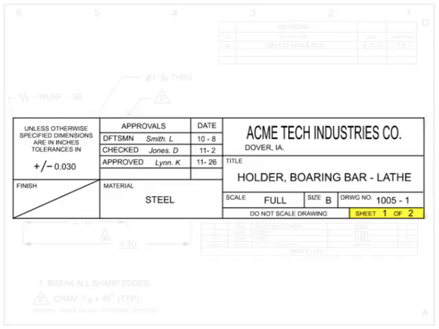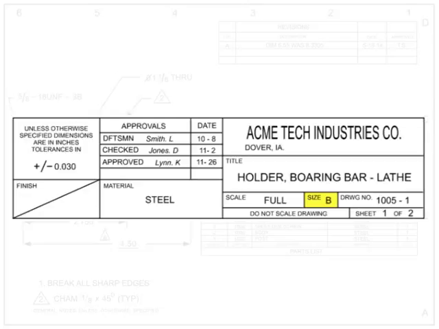Sheet numbering is critical when working on complex parts, as they may require several sheets of drawings. The first number indicates which sheet is being viewed. The second number indicates how many sheets there are total for the drawing.